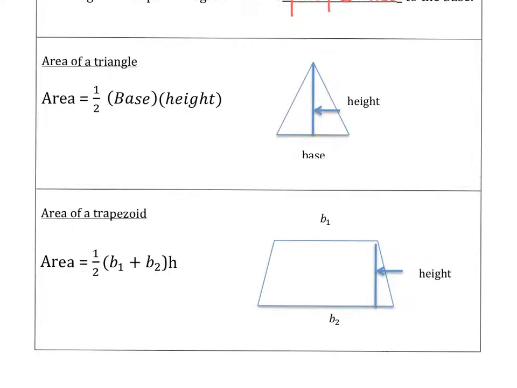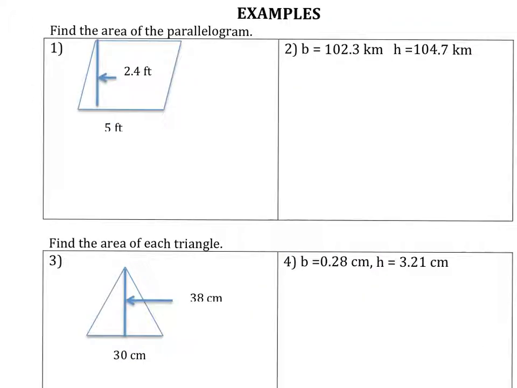We also have the area of a triangle, which is 1/2 base times height. So here is the base and here is the height. Again, it must be a right angle. We also have area of a trapezoid, which is 1/2 base 1 plus base 2 times the height. Here is base 1, here is base 2, and again, here is your height. So let's go into some examples here.